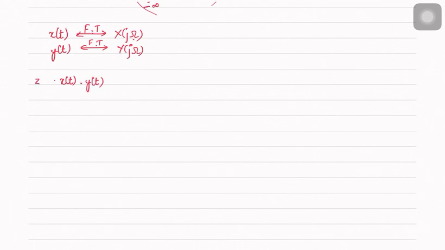So I'll call this signal z of t. My Fourier transform Z of j omega will be X of j omega convolved with Y of j omega. Now this is what is used in all of your communications, in one way or the other.